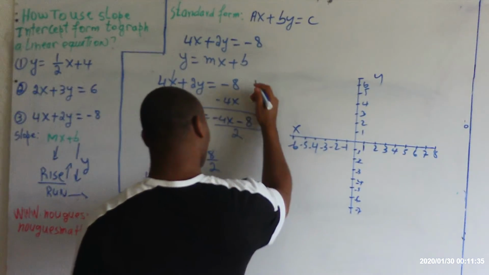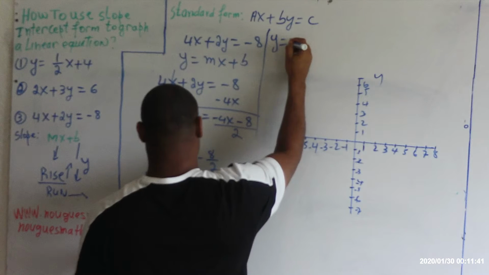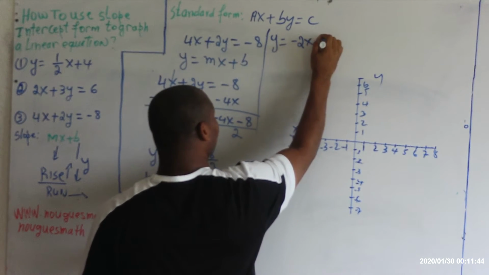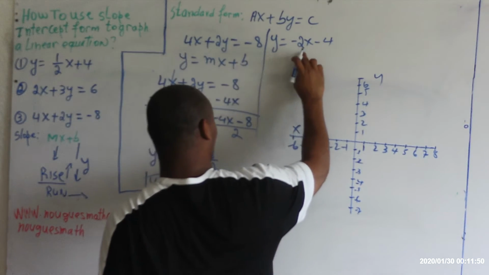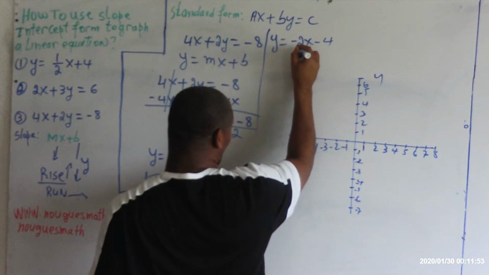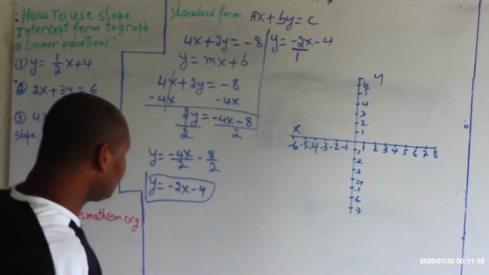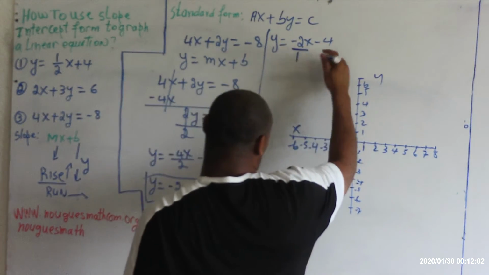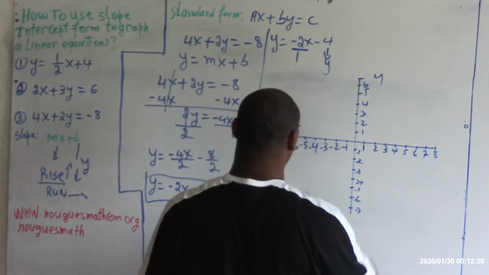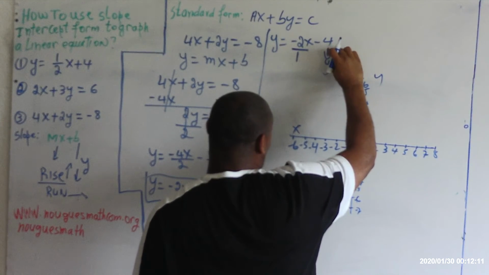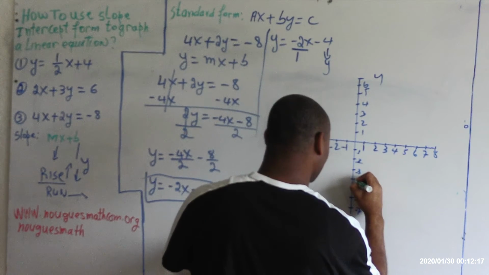Before we graph it, I'm going to show you a technique. You have y equals negative 2x, negative 4. Because I need a fraction here instead of a whole number, I put a 1 there to graph it correctly. This is the y-intercept. I will place the y-intercept first. So let's place it: negative 4, right here.